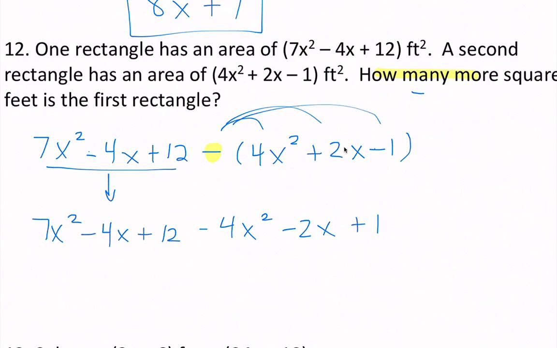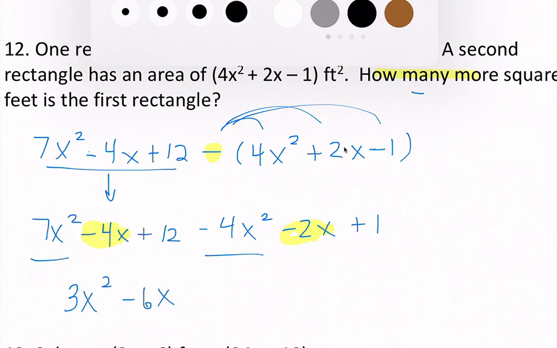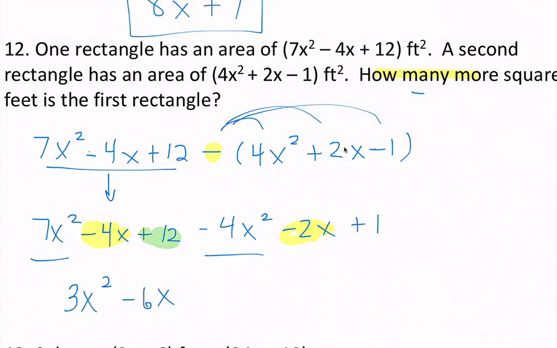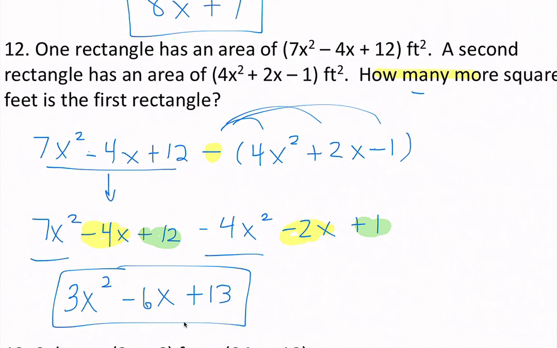So all I have to do now is combine my like terms. I have x squareds and x squareds. 7 and a negative 4 combine to give me a 3x squared. Then I look at my x's, a negative 4x and a negative 2x. Negative 4 and a negative 2 combine to give me a negative 6x. Then I see a positive 12 and a positive 1, which will combine to give me a positive 13. So I know the first rectangle is this much bigger than the other one.